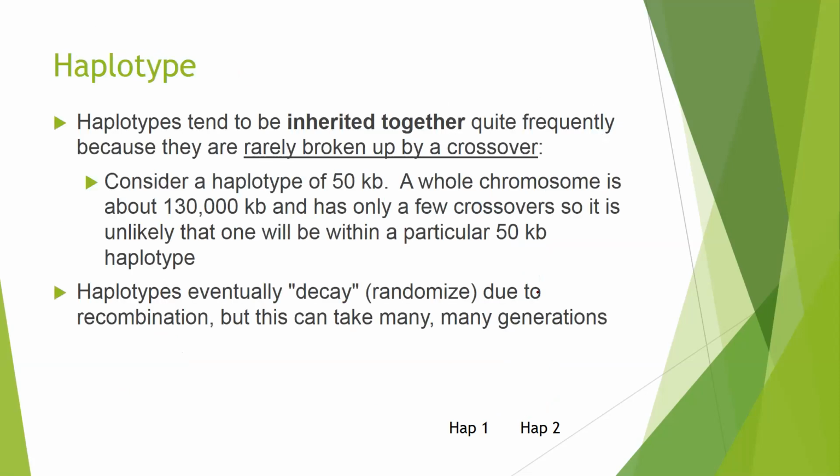However, when we talk about haplotypes in a population, not an individual, those haplotypes tend to be much shorter than a chromosome, right? Because we're talking about a population. And the haplotypes in a population tend to be inherited together quite frequently because they are rarely broken up by a crossover. Usually a haplotype in a population is about this length, 50 kb, kilobase pairs.